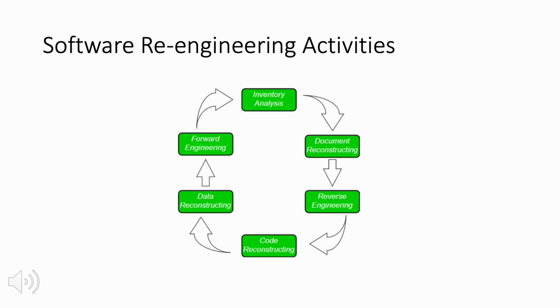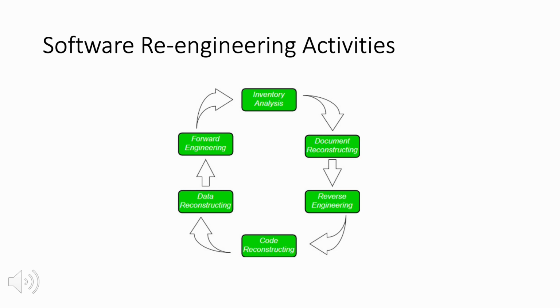4. Code restructuring. To accomplish code restructuring, the source code is analyzed using a restructuring tool. Violations of structured programming constructs are noted and code is then restructured. The resultant restructured code is reviewed and tested to ensure that no anomalies have been introduced.